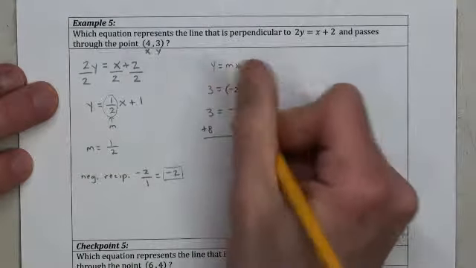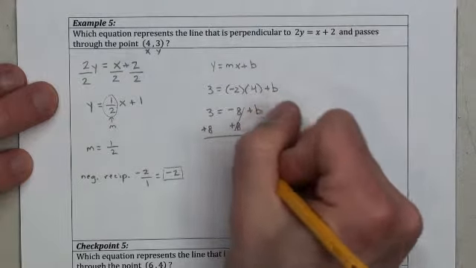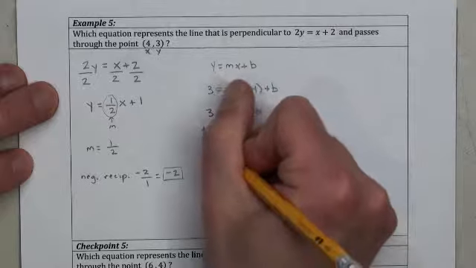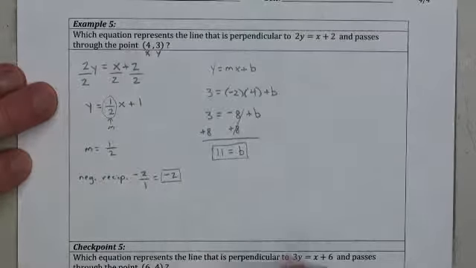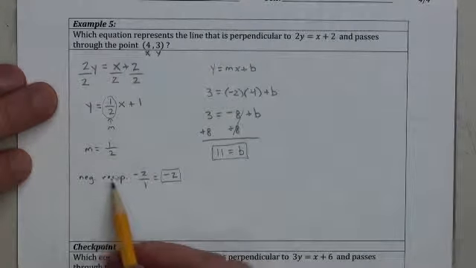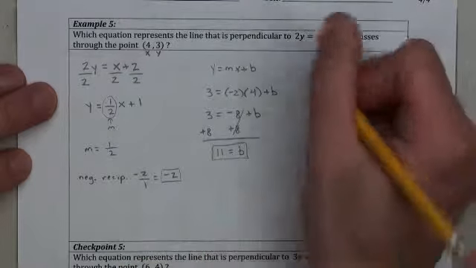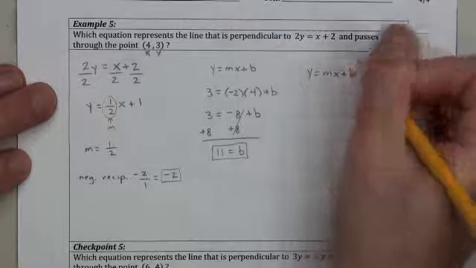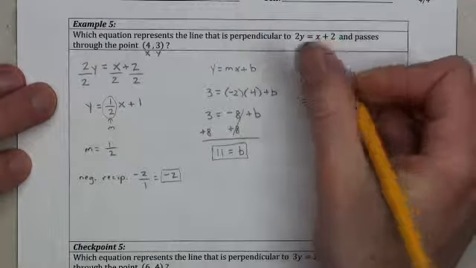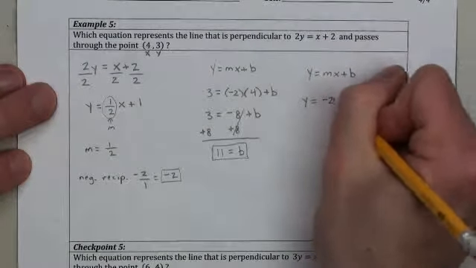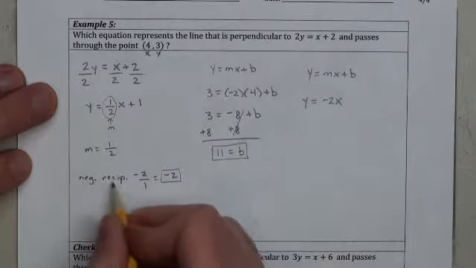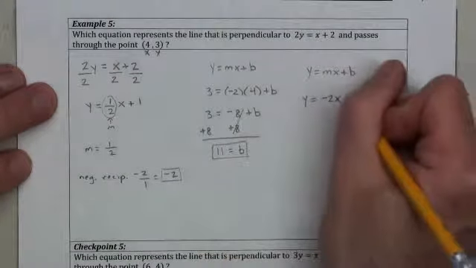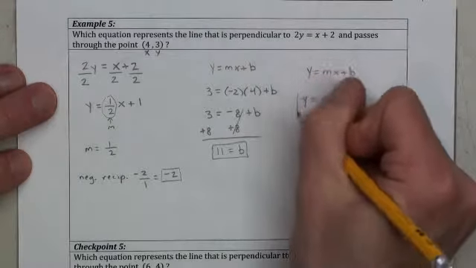Add 8 to both sides, and b is 11. Okay? Now I have my m, which is the negative reciprocal of my slope, and I have my b, so let's do my equation. Y equals mx plus b. Y equals negative 2x. I got the negative 2 from the negative reciprocal of the slope. And then plus b, here's my b, is plus 11.